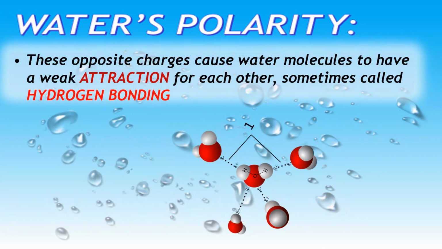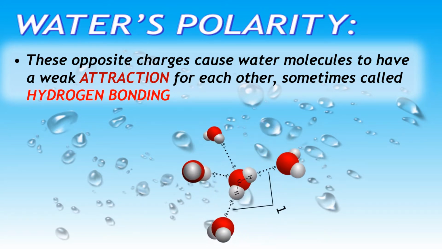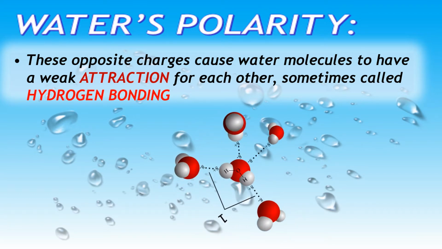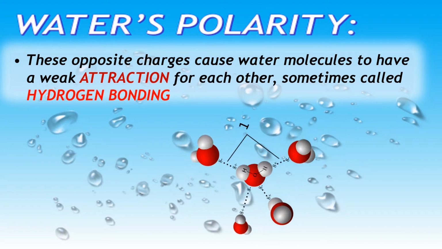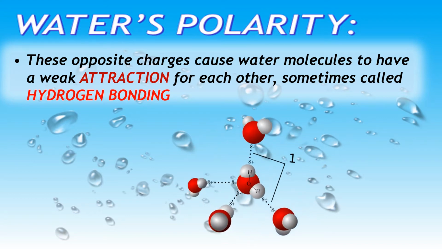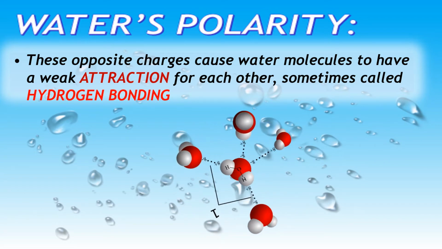These opposite charges cause water molecules to have a weak attraction for each other in solution, which is sometimes called hydrogen bonding. It's not actually a chemical bond because no electrons are shared or transferred, but it is a weak attraction because the positive side of one water molecule will be attracted to the negative side of another. And this is why water tends to bead up on a surface.